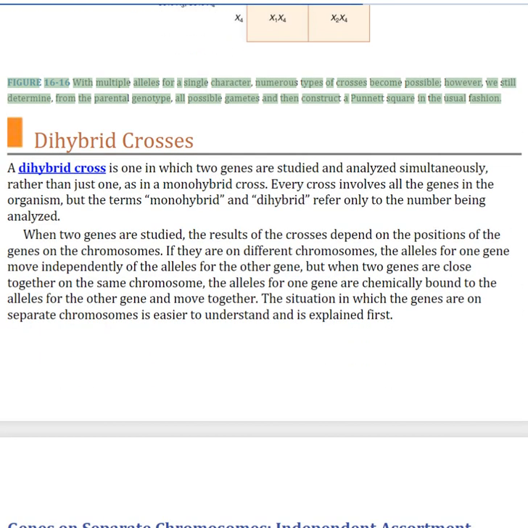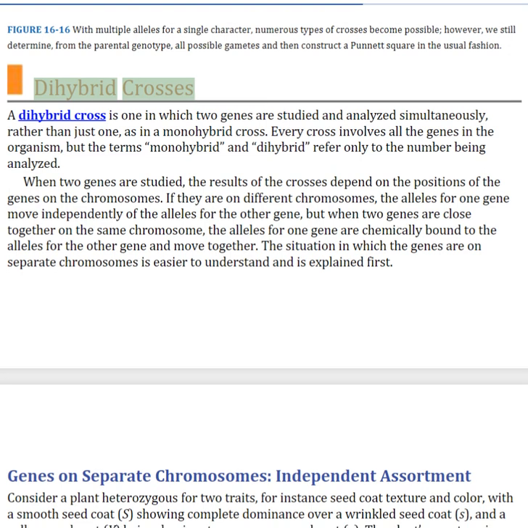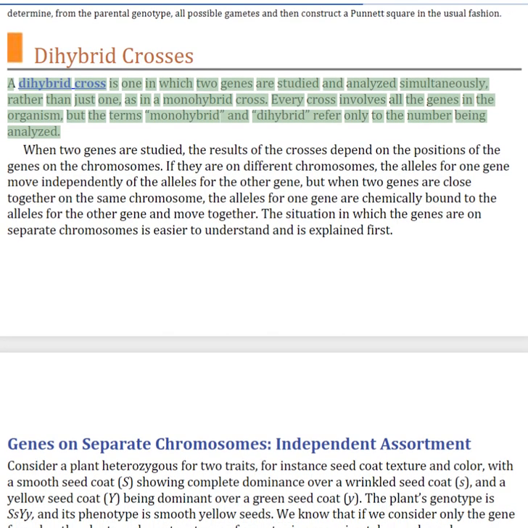Figure 16.16: with multiple alleles for a single character, numerous types of crosses become possible. However, we still determine, from the parental genotype, all possible gametes and then construct a Punnett square in the usual fashion. Dihybrid crosses. A dihybrid cross is one in which two genes are studied and analyzed simultaneously, rather than just one, as in a monohybrid cross.